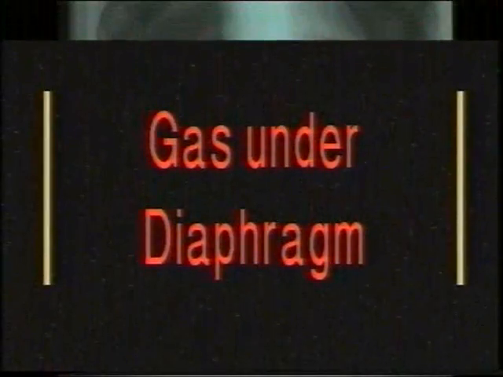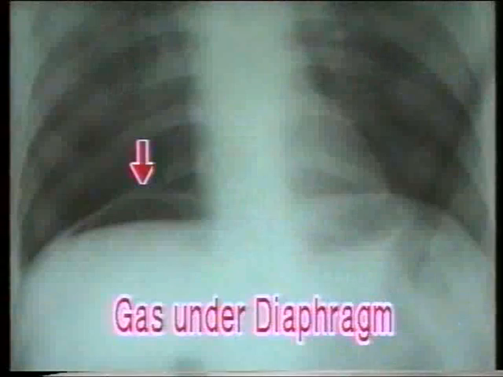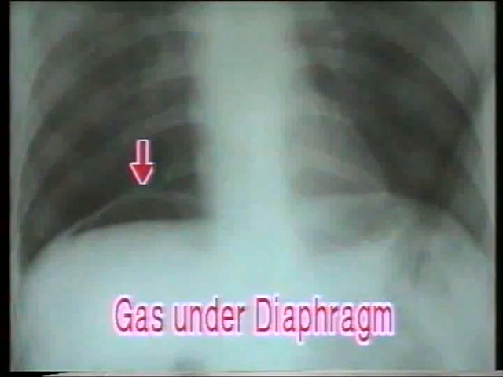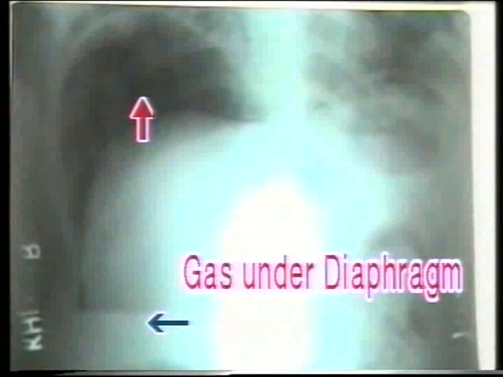Gas under diaphragm. In a standing X-ray of the abdomen, free gas in the peritoneal cavity rises to the highest level and comes to lie under the diaphragms, more commonly under the right dome of diaphragm above the liver. Note the crescent-shaped black, that is radiolucent, shadow of gas under the right diaphragm shown by the red arrow. This X-ray shows massive amount of gas under the right diaphragm with a fluid level. When peritoneum contains a lot of fluid, intestinal fluid or pus, then a fluid level is also seen, shown here by a horizontal arrow.